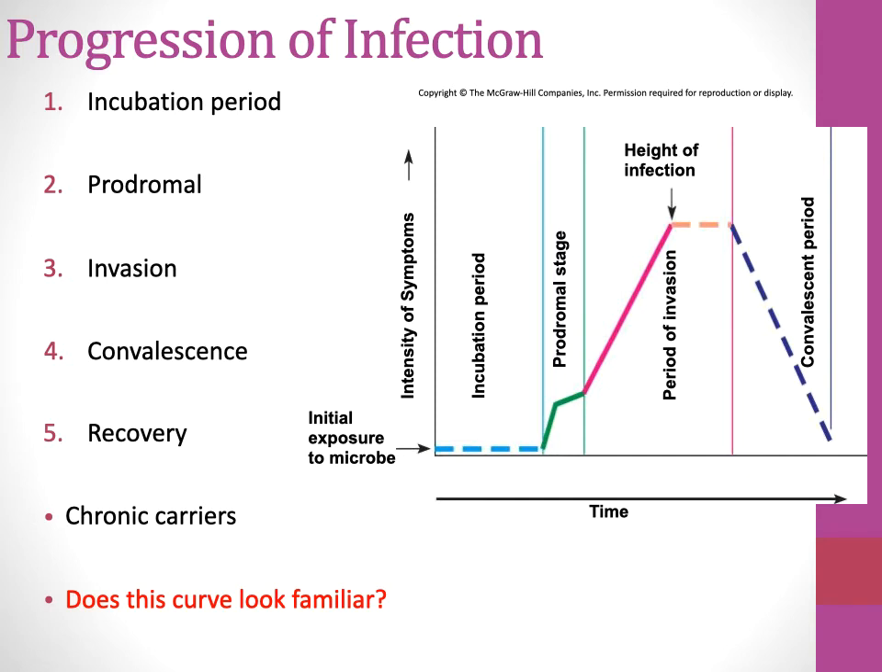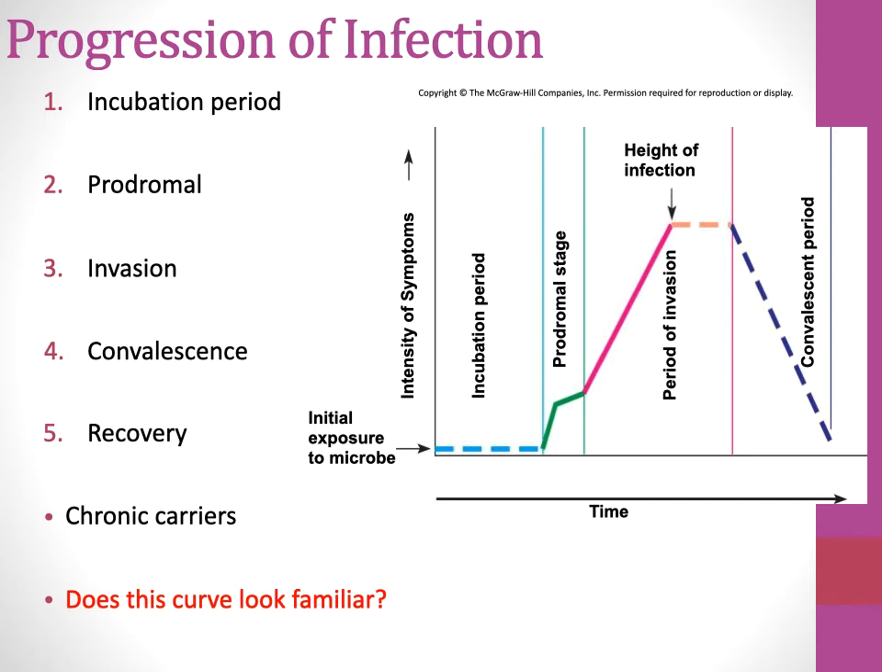There can be chronic carriers, and chronic carriers could be ones that go through this period of infection and recovery, but they don't clear all of the pathogen, and so they can either go through chronic infections, or they can become chronic carriers in which they're spreading.